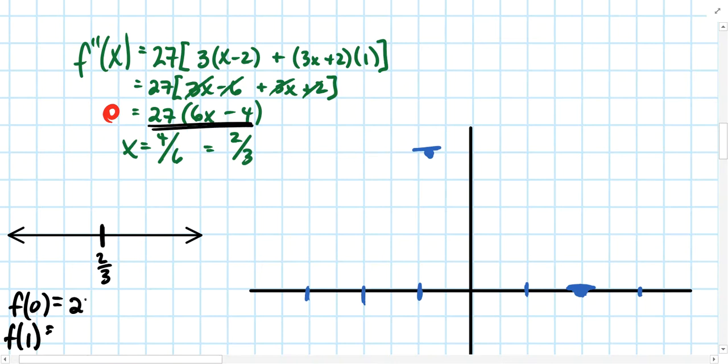So I need 27 times 6 times 0 minus 4, and that's a positive number times a positive number, so I know I'm going to have a positive second derivative here. In this example, I've got 27 times 6 times 1 minus 4. Gosh darn it, I keep making many little mistakes here.